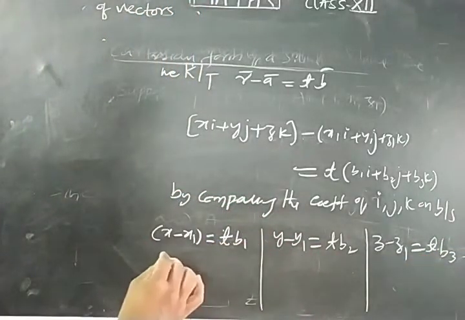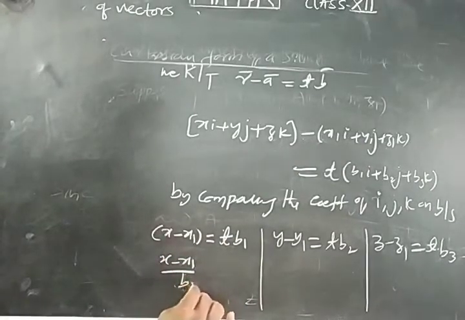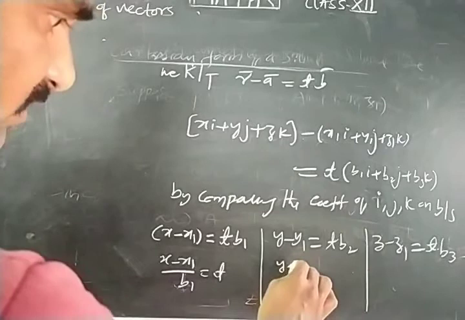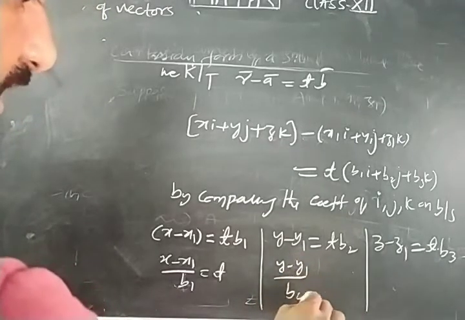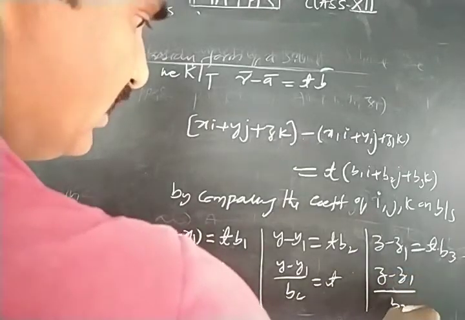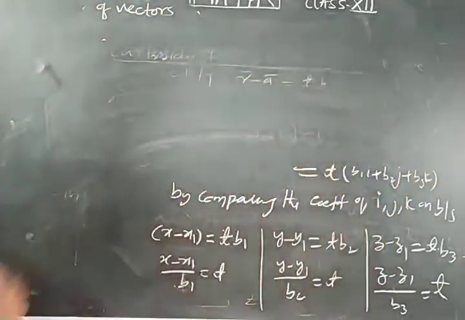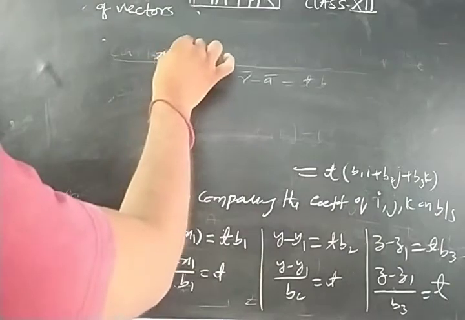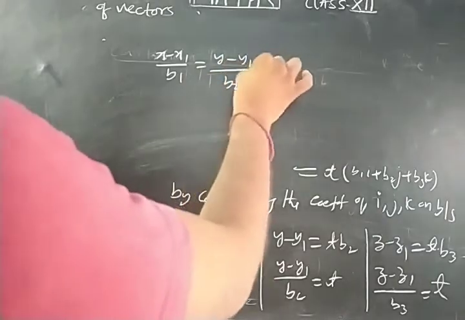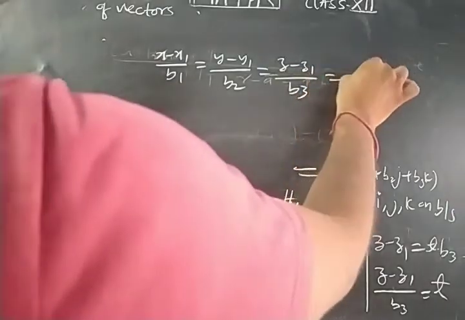So I am bringing b1 to the left-hand side: x minus x1 by b1 is equal to t, y minus y1 by b2 is equal to again t, z minus z1 by b3 is equal to t. So every ratio is equal to t. So we can write this as x minus x1 by b1 is equal to y minus y1 by b2 is equal to z minus z1 by b3 is equal to some real number t.